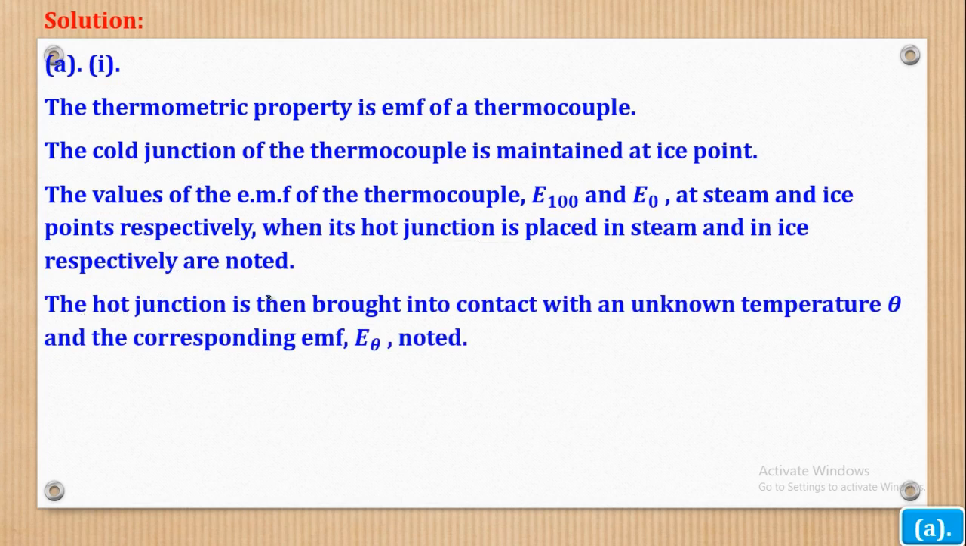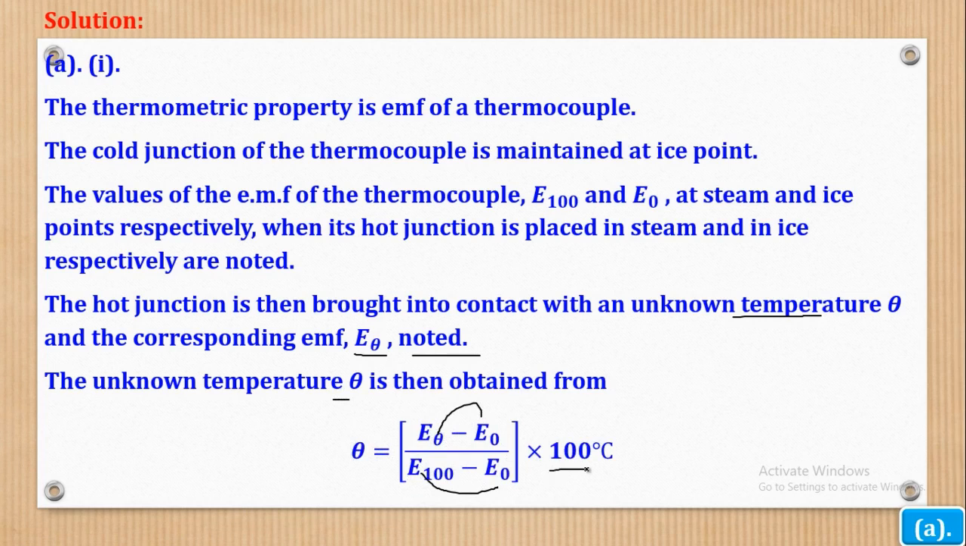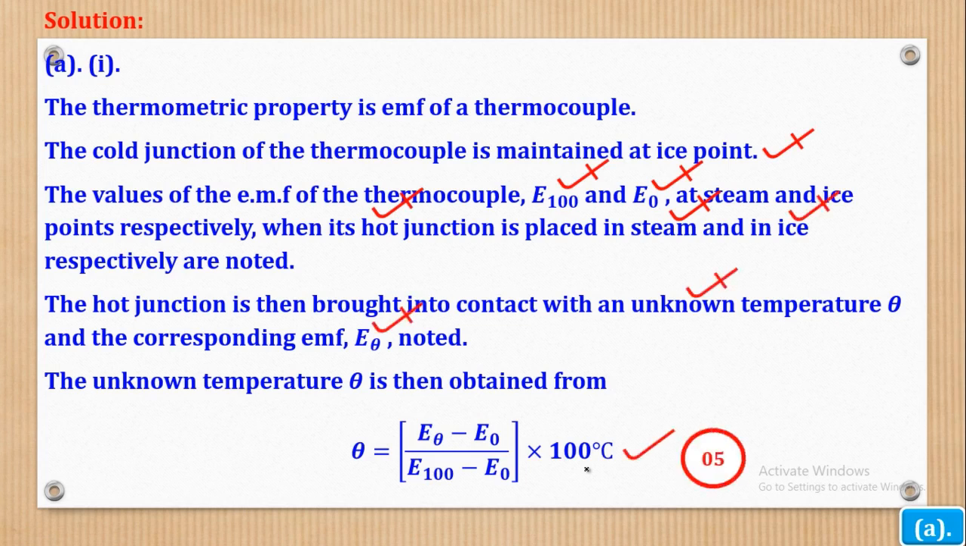The hot junction is then brought into contact with an unknown temperature theta, and the corresponding EMF E theta is noted. The unknown temperature theta is then obtained from theta equals E theta minus E0 over E100 minus E0, everything multiplied by 100. So that is how marks would be awarded.